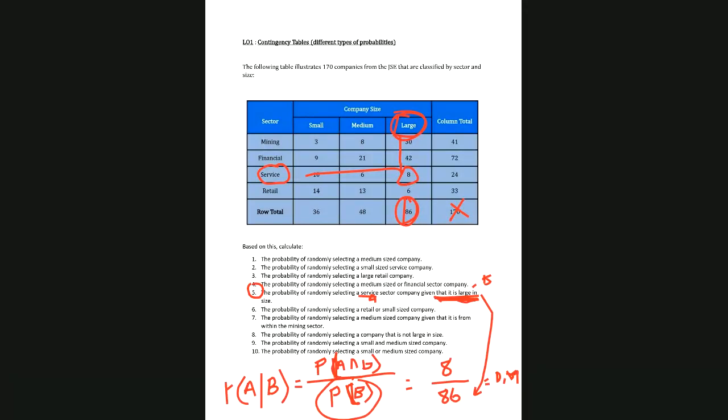Okay, then question 6 says, what is the probability of randomly selecting a retail or small-sized company? Here you would have pretty much the same as question 4. We're looking at a retail or small-sized company. I'm just going to give you a couple of seconds in case you're taking down anything on the screen, and I'll start to work with number 6.